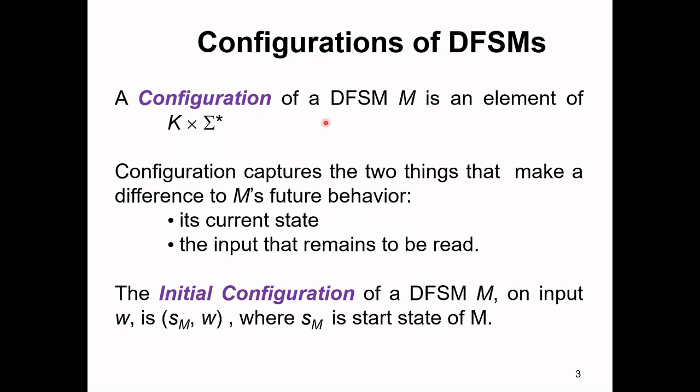A configuration of a DFSM M is an element of K × Σ*. A configuration captures two things that make a difference to the machine's future behavior, that is its current state and the input that remains to be read. The initial configuration of the DFSM M is written as (s_M, w), where s_M is the start state of the machine M and w is the input string.